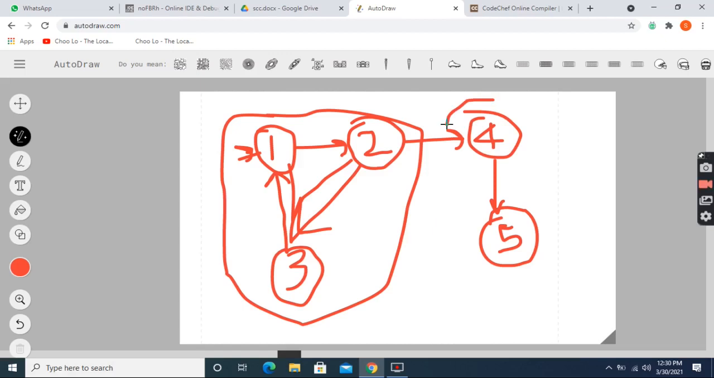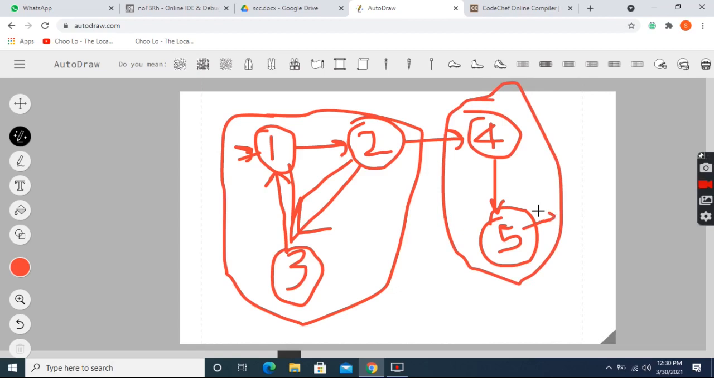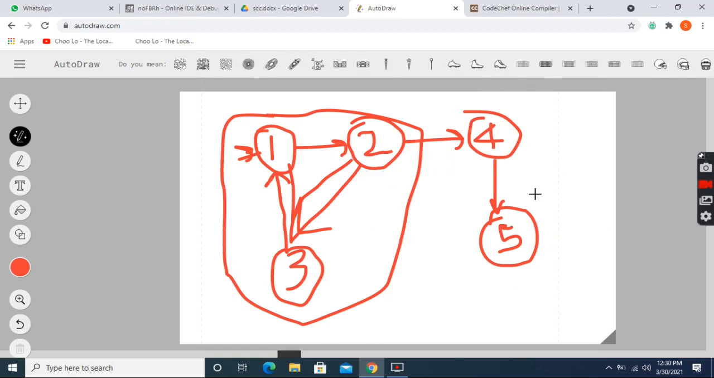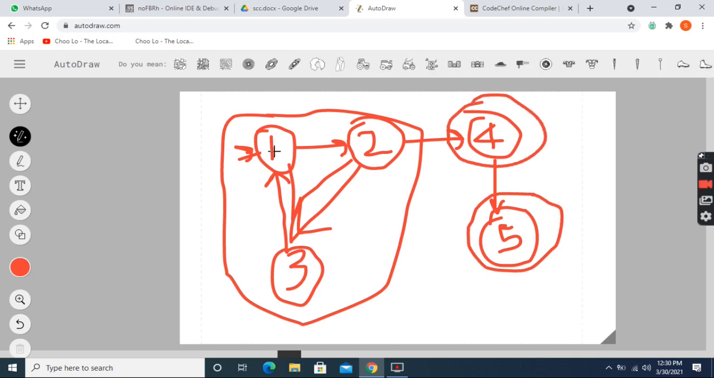Now if we take these 2 vertices, number 4 and number 5, we can see that number 5 is reachable from the other vertex in this component, which is vertex number 4, but vertex number 4 is not reachable from vertex number 5. Why? Because this edge is directed from 4 to 5, so we cannot go from 5 to 4. So these 2 vertices do not form a strongly connected component. Instead, in this graph, there are 3 strongly connected components. One is this one, another is vertex number 5, and the third one is vertex number 4. So these circled components are the strongly connected components for this graph.